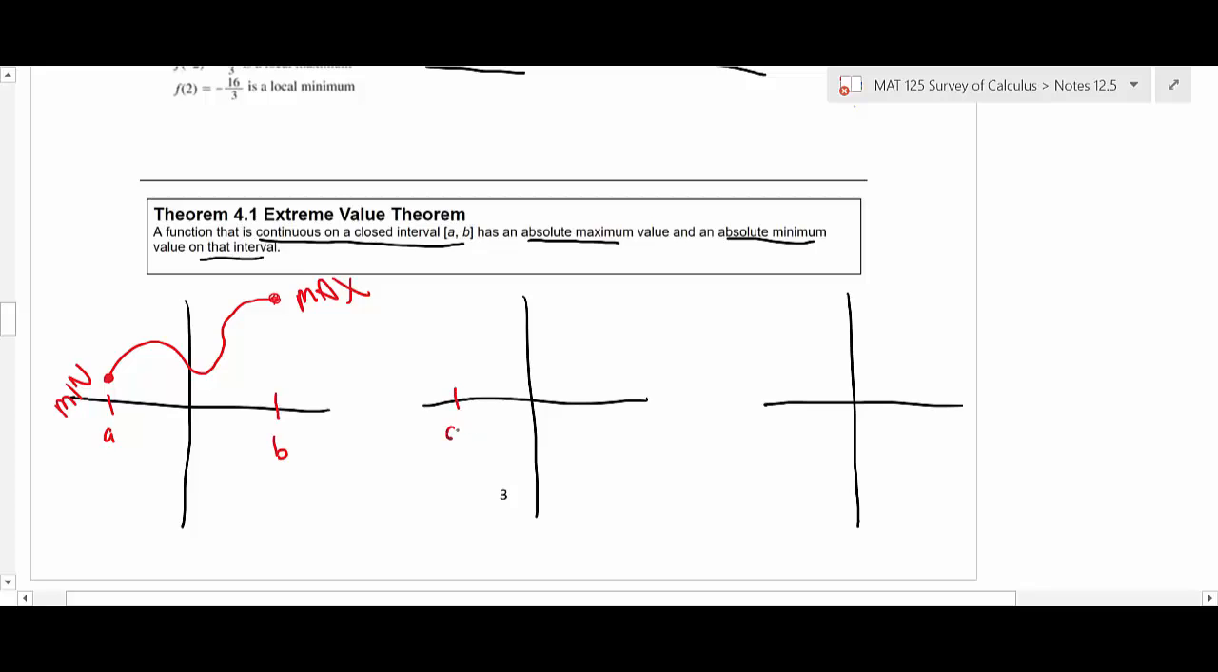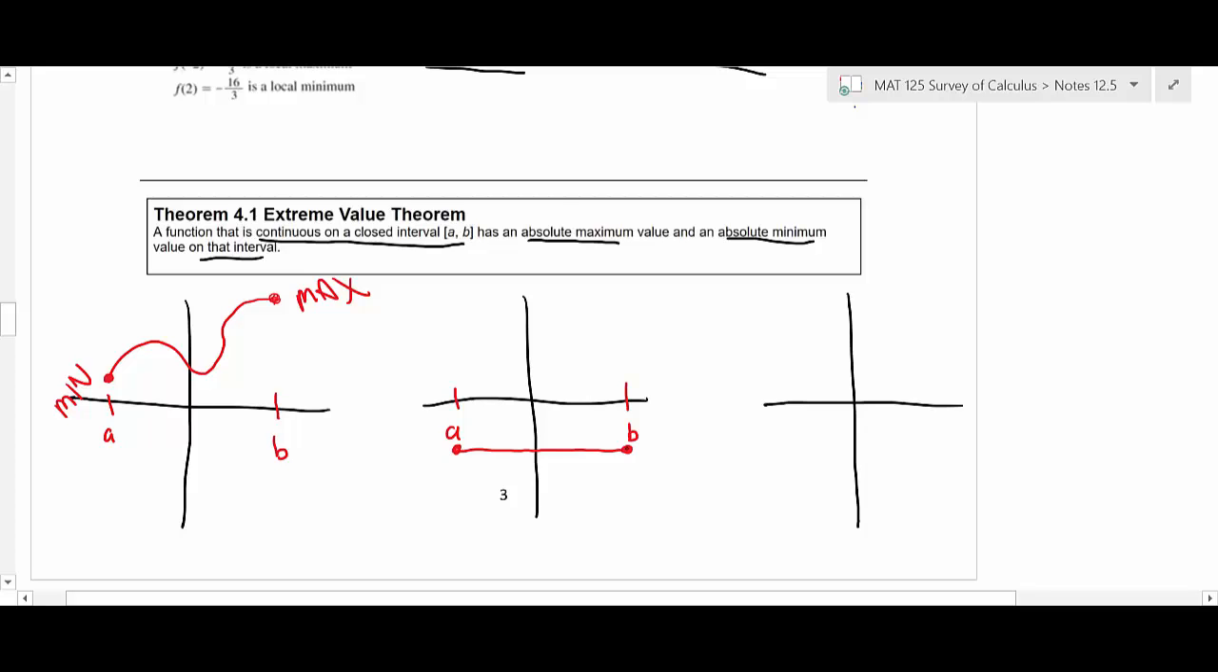Let's say here's A, here's B. Now remember, you have to make it so it's continuous. Okay, so let's start this one off here, and then let's just do something like this. Okay, now this is a weird one. Let's say we decided to connect it with a line like that. It's continuous.